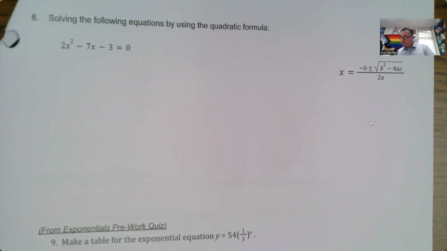X equals negative b plus or minus the square root of b squared minus 4ac all over 2a. Even though it's there, I had to sing.